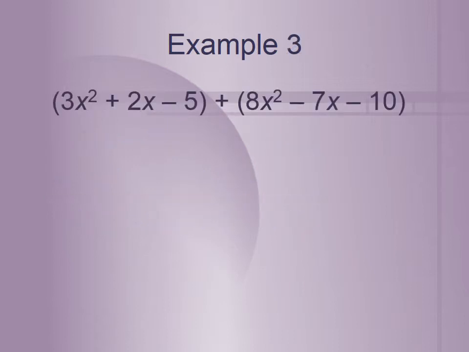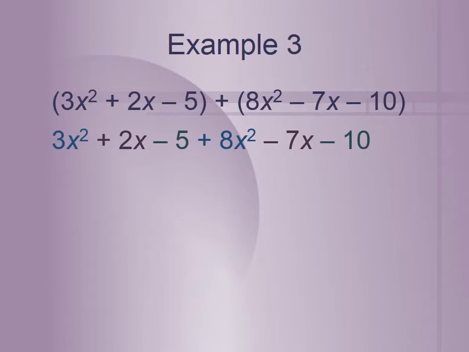Now to example 3. This time, we're just going to combine like terms. So the first like terms are the 3x squared and the 8x squared. That's 11x squared. Now we have 2x minus 7x, which is negative 5x. We have minus 5 minus 10, which is negative 15.